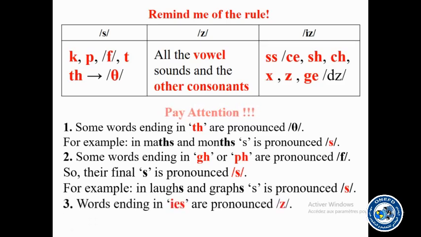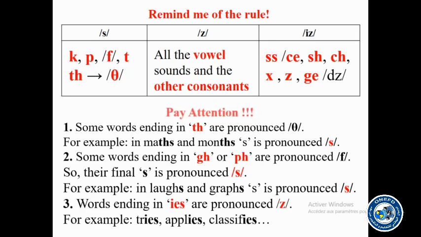Last, words ending in ies are pronounced z. Particular attention to this because this is the mistake we find a lot in your papers. So tries is the z sound, applies is the z sound, classifies is the z sound too.